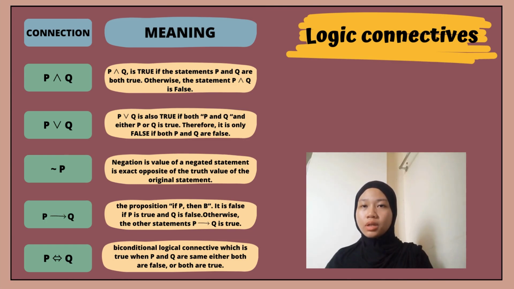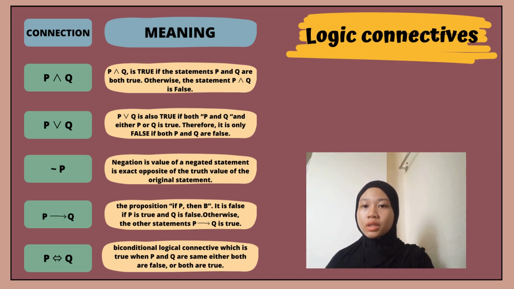Then I will explain about the meaning and the definition of every connective. The first connective is the conjunction. There is and. P and Q is true if the statements P and Q are both true. Otherwise, the statement P and Q is false. Then, the second connective is the disjunction. There is or. P or Q is true if both P and Q, or either P or Q, is true. Therefore, it is only false if both P and Q are false.